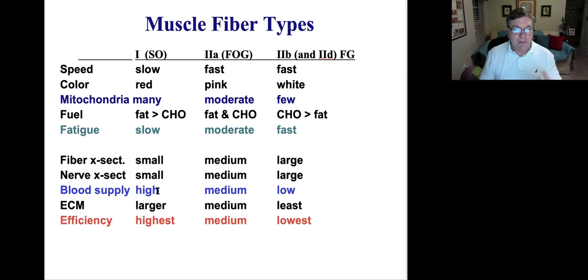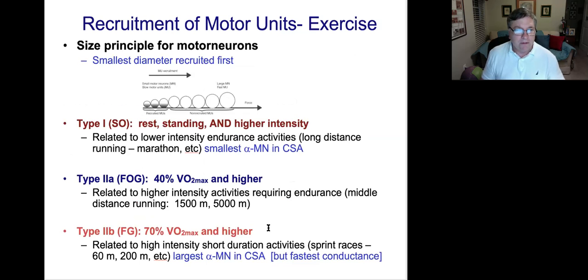Blood supply, not surprisingly, is high for the type 1s. With endurance training, 2As can have a fairly high blood supply. There's more extracellular matrix or connective tissue with the type 1 muscles or type 1 fibers because they're active more often. And with that mechanical stress that's going on all the time, you get more connective tissue. Efficiency wise, the type 1 fibers are a little bit more efficient than the type 2A and 2B fibers.